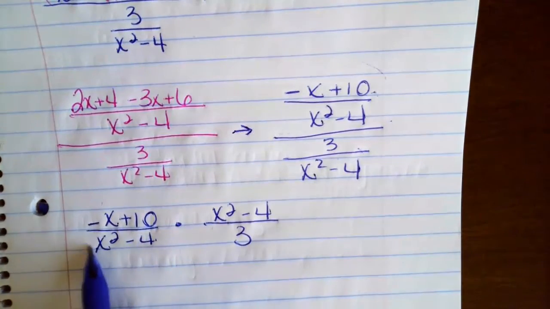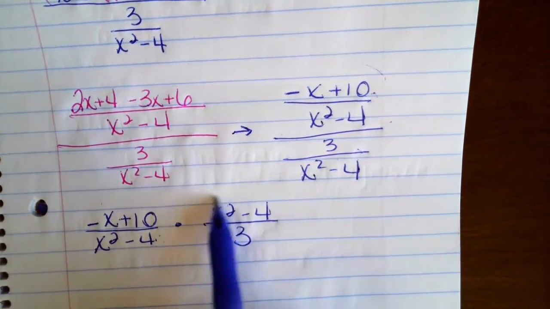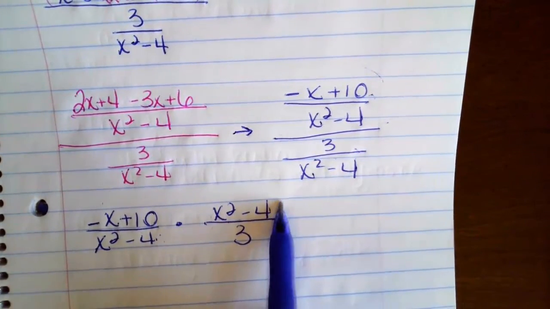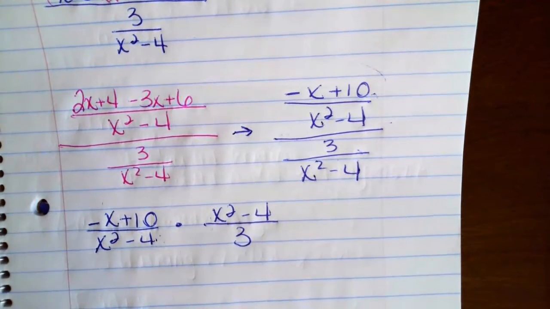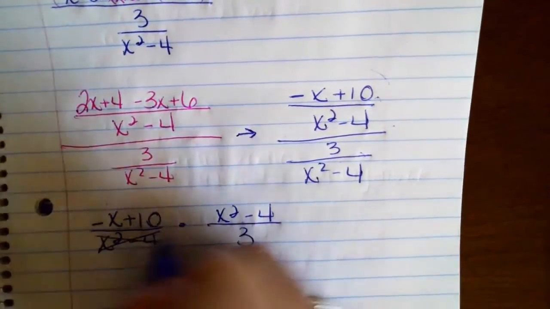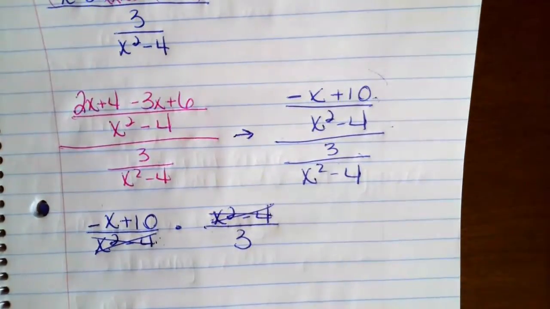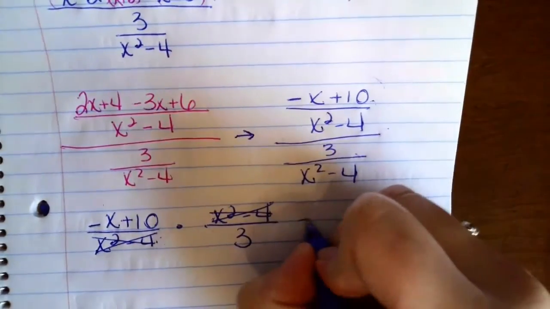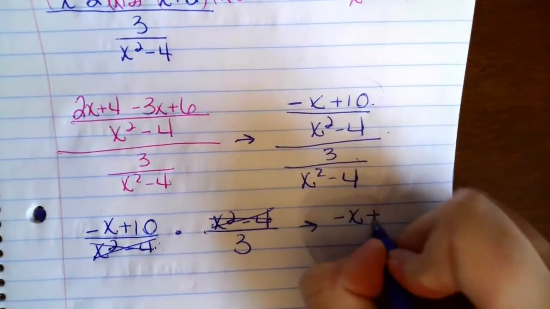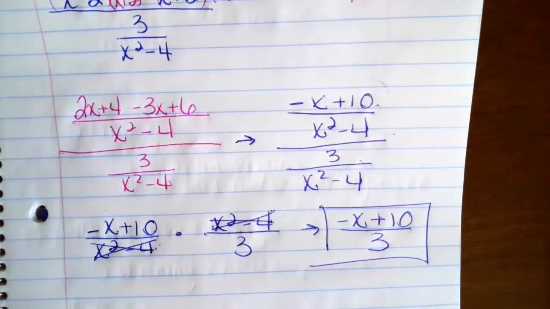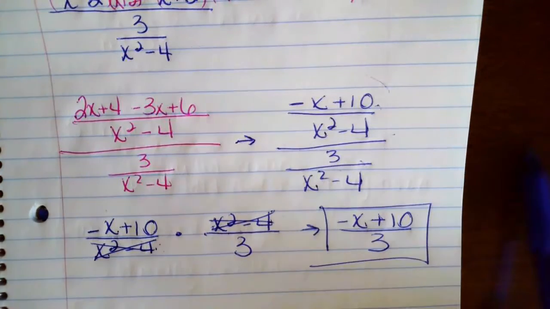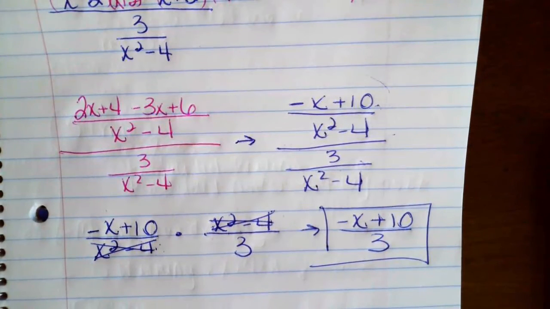So now I have this denominator matches this numerator, so any number divided by itself, so remember the quantity has to match, means that this number and this number reduce to 1. So then what do I have for a final answer? A negative x plus 10 over 3. And that is the problem of the week.